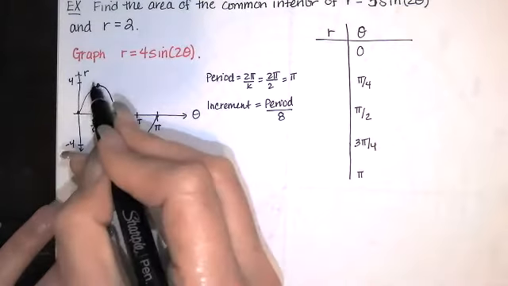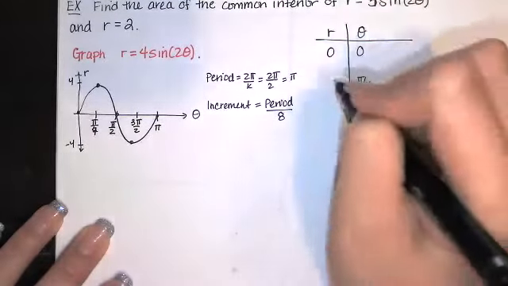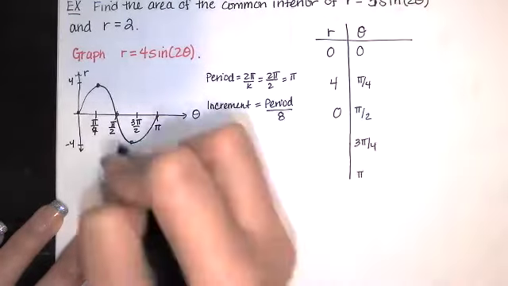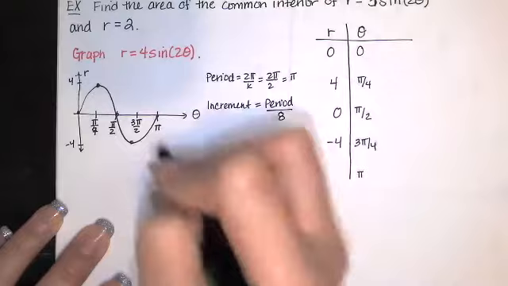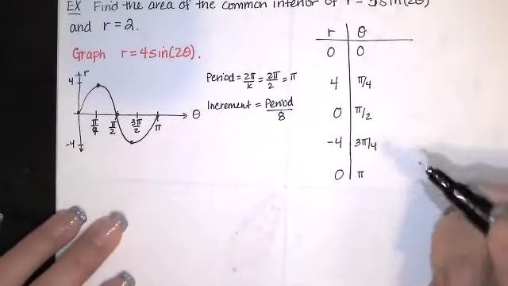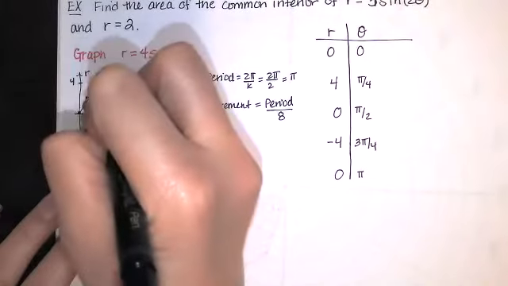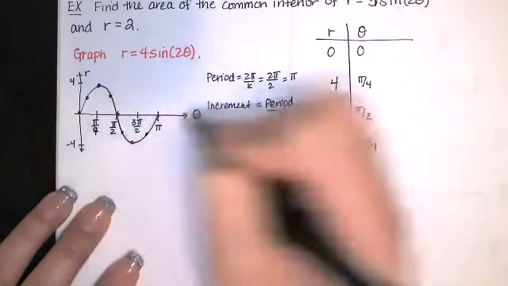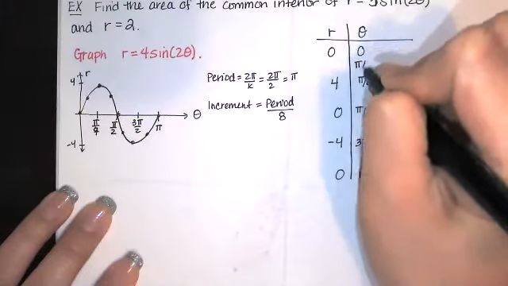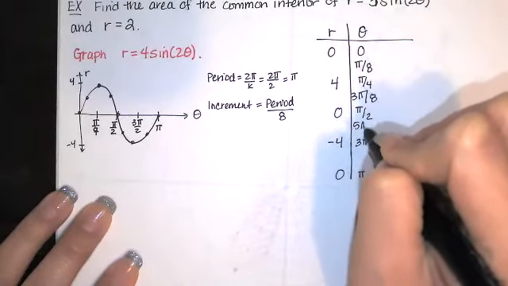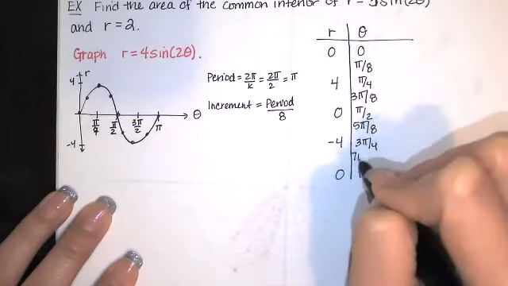And we start at 0, then we go up to the max. Then we go back down to 0, then we go to the min, which is -4, and then back to 0. And then at these other points, that's pi over 8 and 3 pi over 8, 5 pi over 8, and 7 pi over 8.